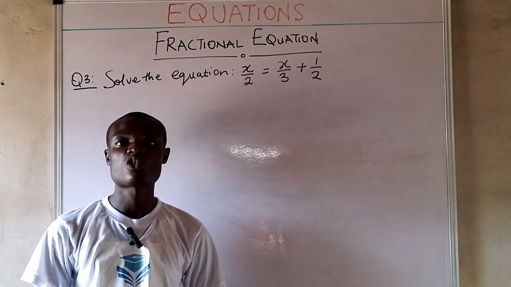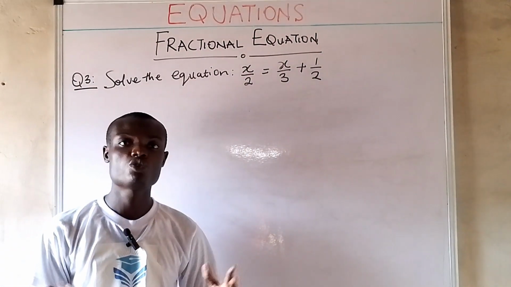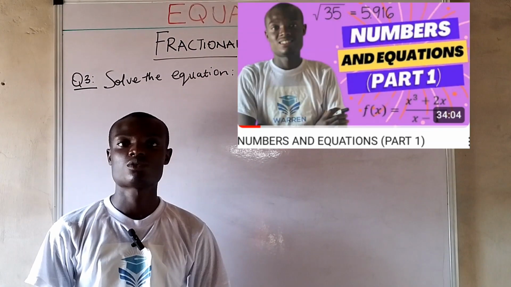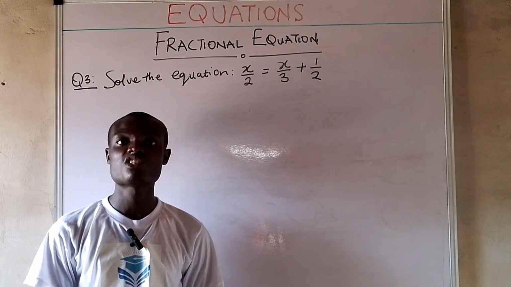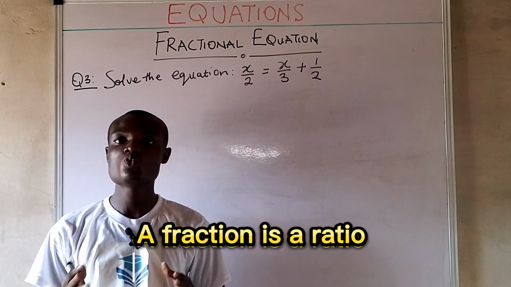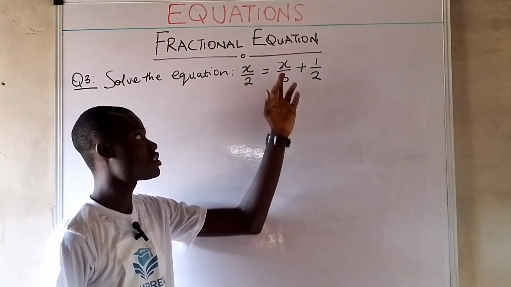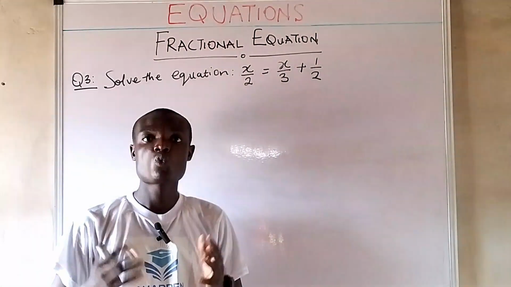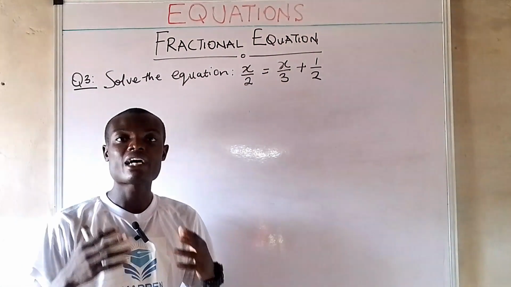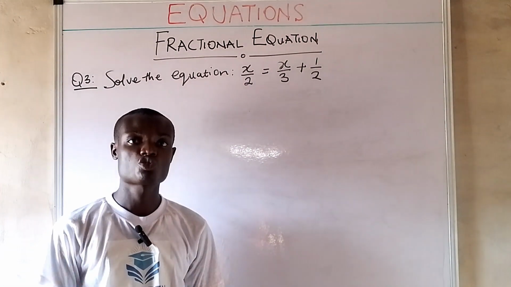So we want to look at the concept of fractional equation. In this video lesson, we talked about fraction. I would say fraction is a ratio between two integers. So if you look at this equation, we have x over 2, which is a fraction, x over 3, which is a fraction, also 1 over 2, which is a fraction. So when we are given a fractional equation, how do we solve?